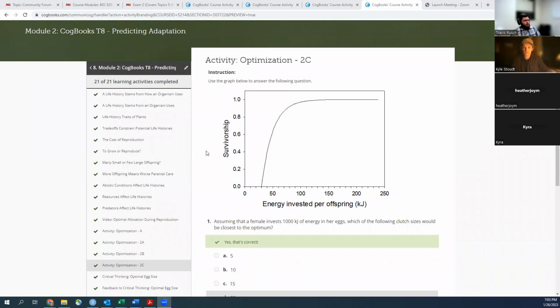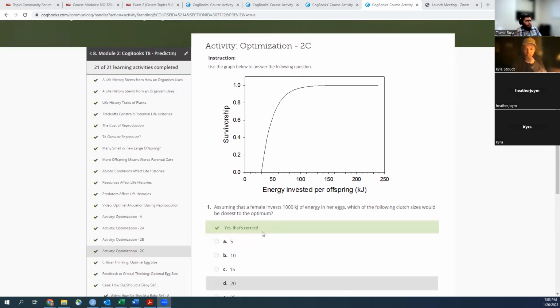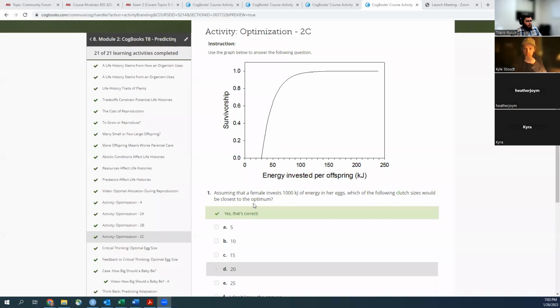Okay, yeah, this is something we can definitely touch on. This is the one you're talking about right here, right? Yeah, that's the one. Okay, so if we read from the question: assuming that a female invests 1,000 kilojoules of energy in her eggs, which of the following clutch sizes would be closest to optimum?